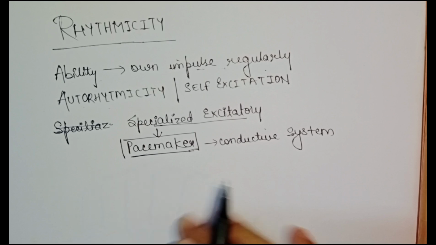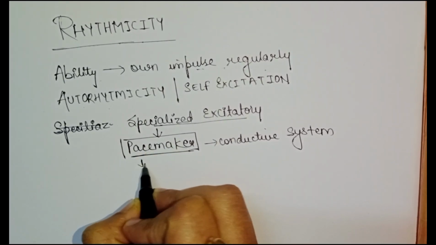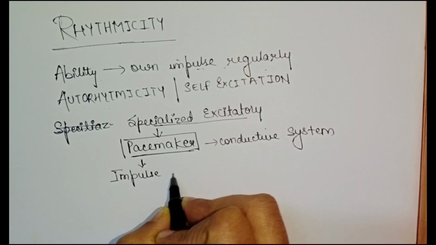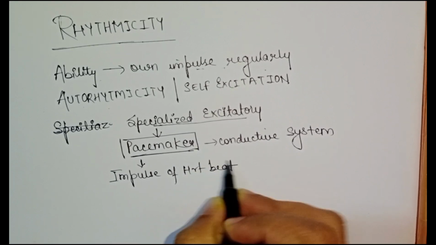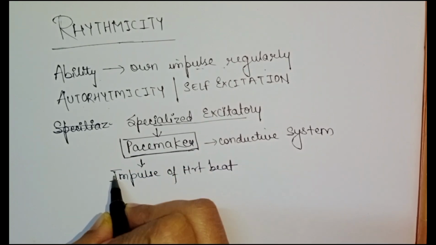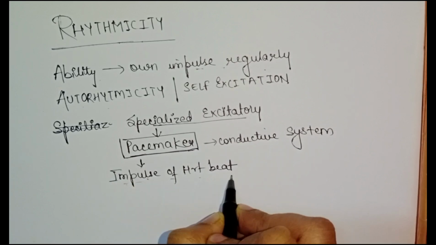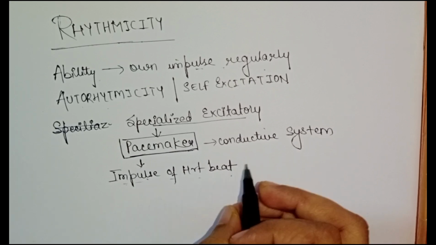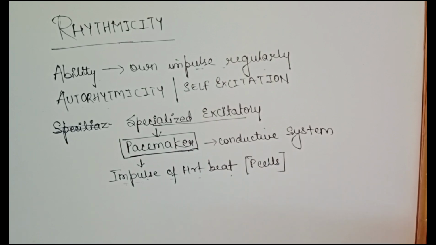Talking about the pacemaker. The pacemaker is the structure of the heart from which the impulse of heartbeat is produced. So what is a pacemaker? The pacemaker is the structure of the heart from which the impulse of heartbeat is produced. It is formed by pacemaker cells, or P cells.